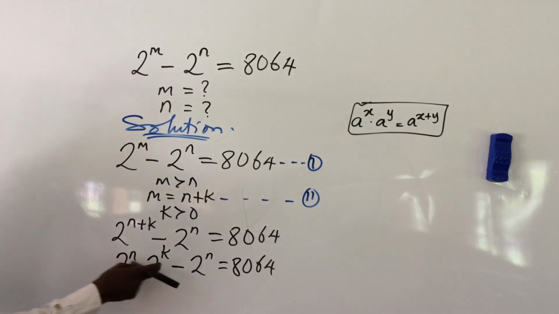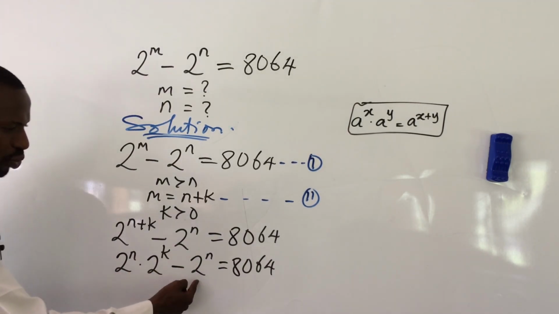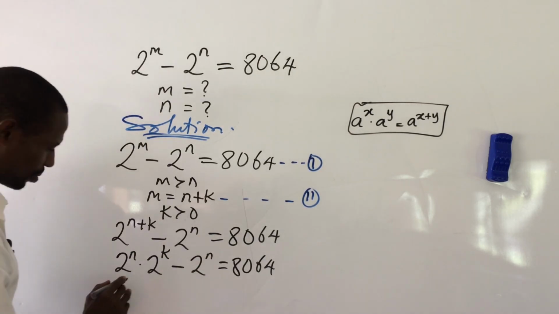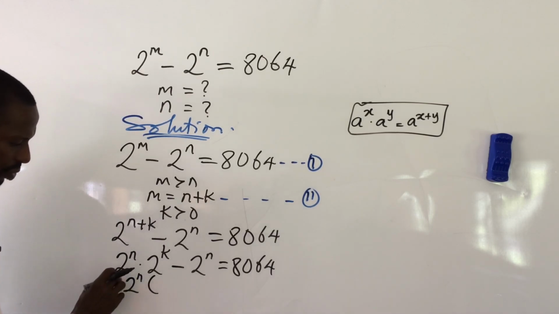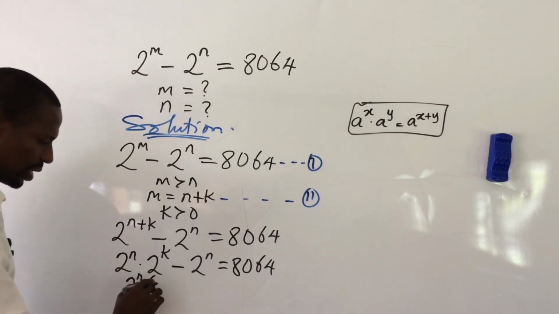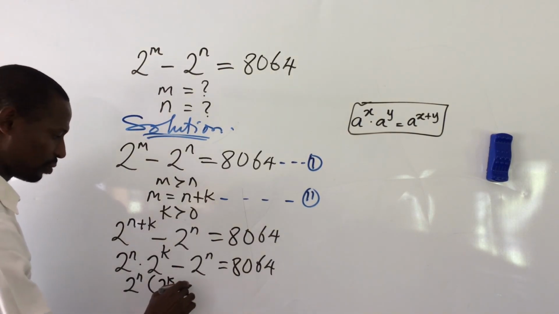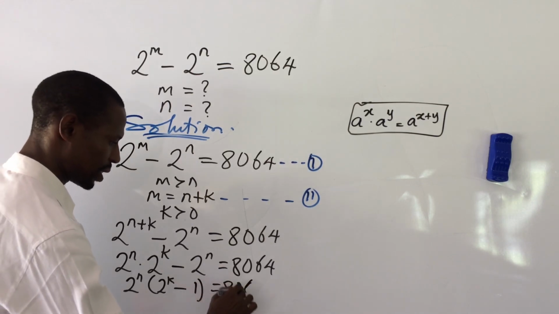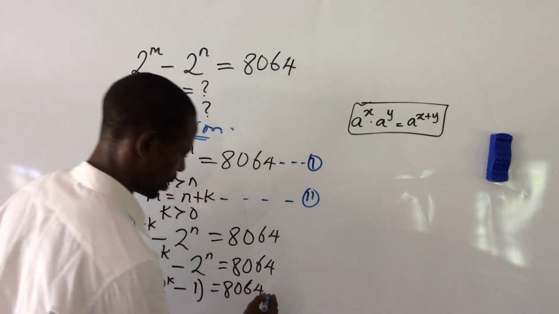With what we have here now, you discover we're having 2 to the power of n and 2 to the power of n here. So we can factor out 2 to the power of n. This will now give us 2 to the power of n times, if you use 2 to the power of n to divide this, we're left with 2 to the power of k, then minus, here we're left with 1, close bracket, equals 8064.